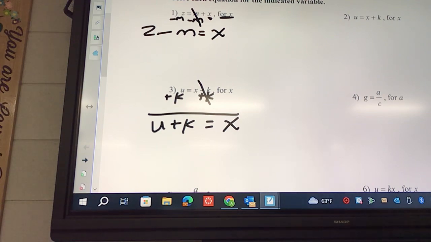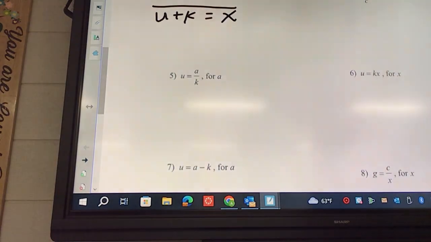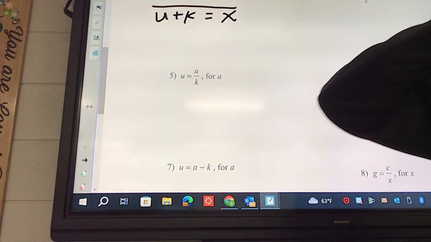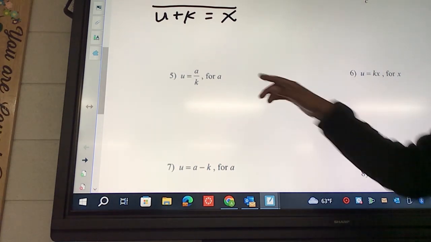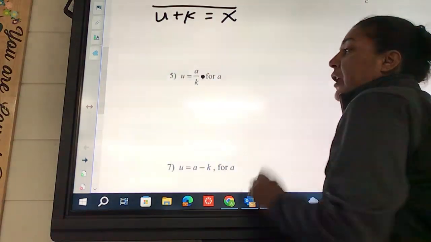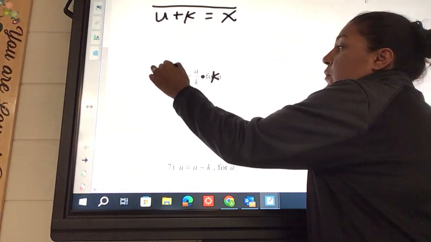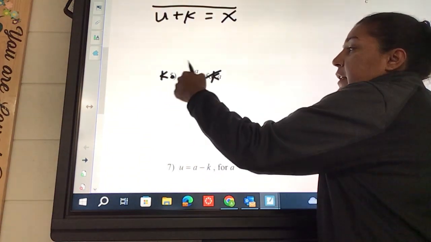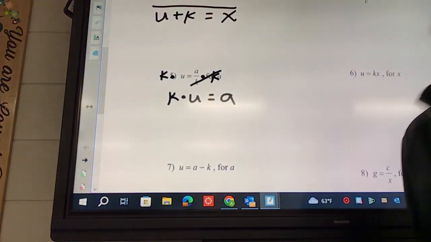Okay, number 5. What does it say to solve for? For a. Right now it says a over k. What does a fraction bar mean? Division. So what's the opposite of divide? Multiply. So we're going to say times, what am I trying to move? The a or the k? The k. If I do it to one side, I got to do it to the other side. So on this side, now I have k times u equals a.